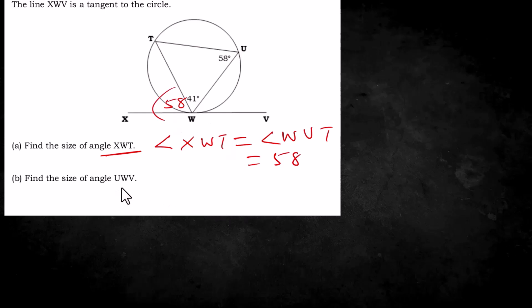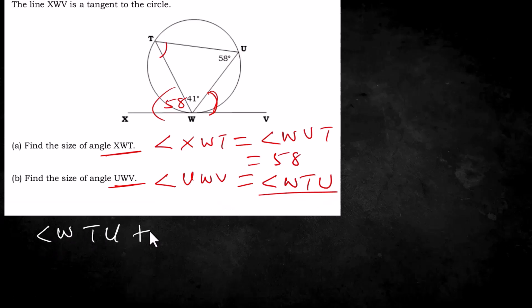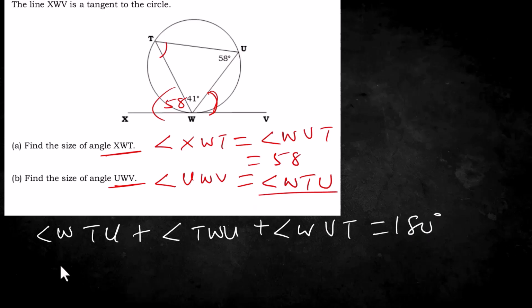Okay. Angle UWV. So this side. How do we get this side? Once we know this side, we can find that. So angle UWV is the same as angle WTU. So let's find angle WTU from here. Now, angle WTU plus angle TWU, that is 41, plus angle WUT, that is 58, is equal to 180. So angle WTU plus TW, that is 41, plus 58 equals 180.